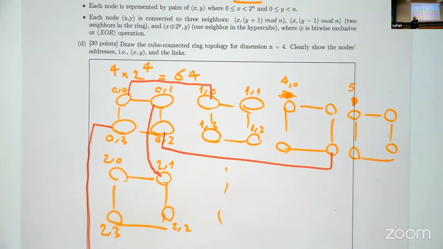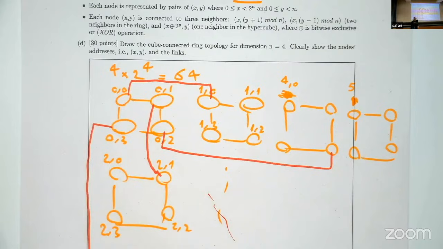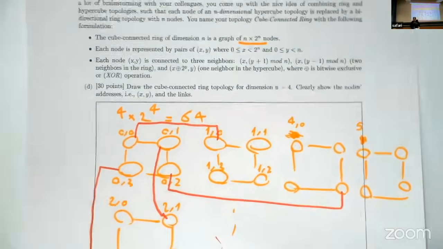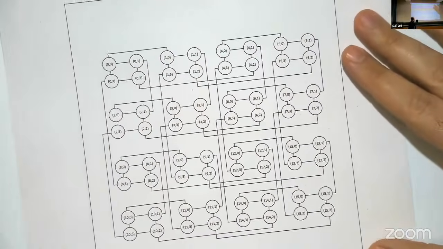Is it understandable? Okay, so to my sense, if you show something like that and show some connections and make it clear, you don't need to repeat more. Basically, you will get the full mark. It's impossible to draw it for the whole thing. Okay. Any question? But if you are interested to see the full picture, it is something like that.